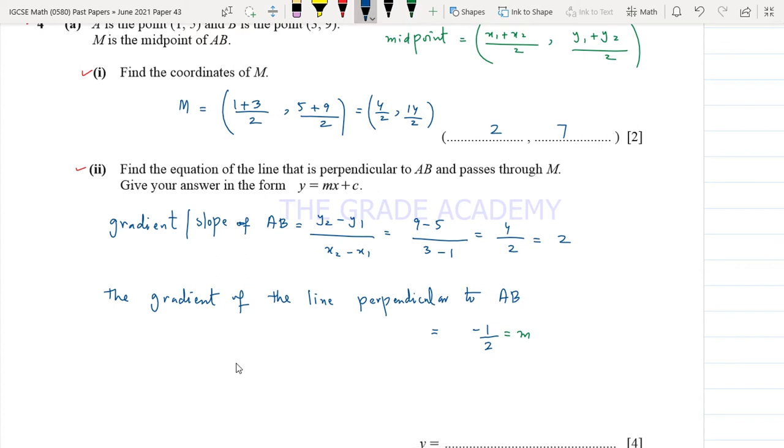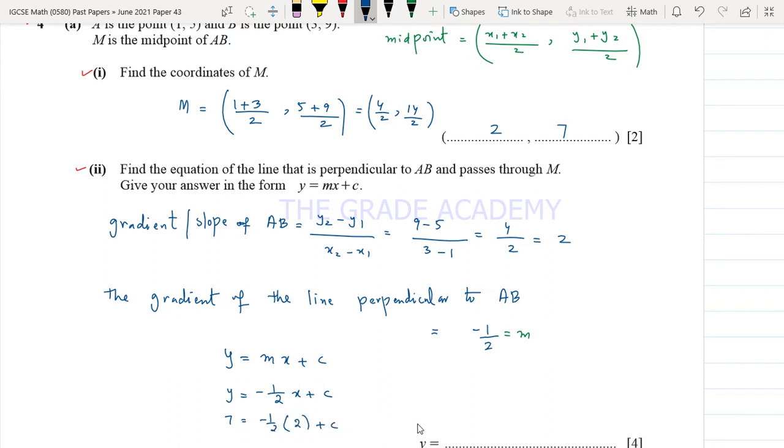Now we know that the equation of a line is given by the formula y equals mx plus c, where m is its gradient. Our gradient is minus 1 by 2, so the line will be y equals minus 1 by 2 x plus c. In order to find c, we will substitute the point that the line passes through. Our point is (2, 7), so x is 2, y is 7. Here we replace y with 7 and x with 2 to find c.